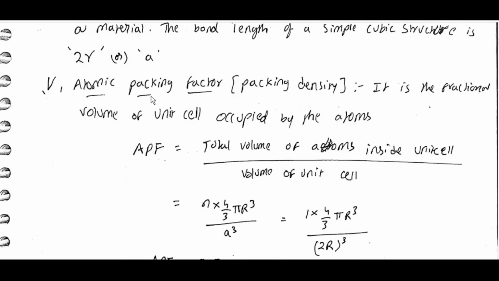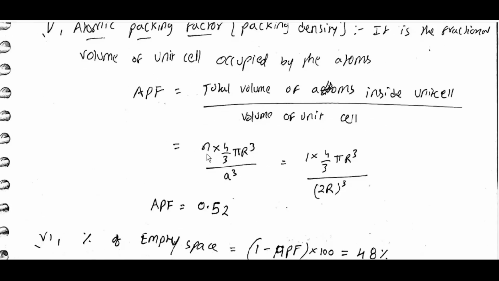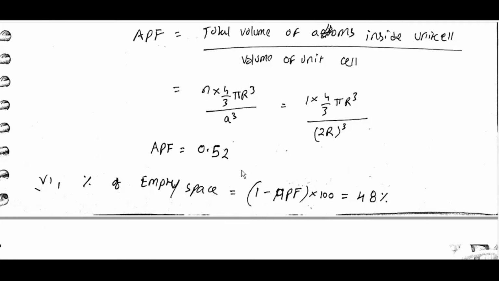Atomic packing factor or packing density is the fractional volume of the unit cell occupied by atoms. APF is equal to the total volume of atoms inside the unit cell divided by the volume of the unit cell, that is, n into 4 by 3 pi r cube by a cube. Here n is 1, the effective number of atoms, so 1 into 4 by 3 pi r cube, as they are spheres, divided by a cube, where a is 2r, so 2r whole cube. APF is equal to 0.52.